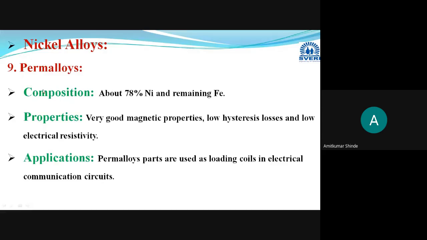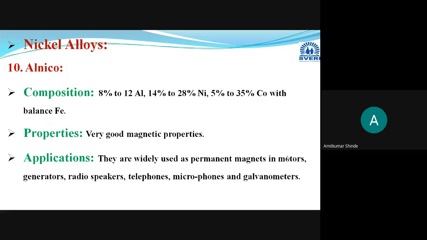Then these permalloys are used in the manufacturing of loading coils, which are used in different electrical communication circuits. Different loading coils are manufactured with these alloys, and they can be used in different electrical circuits. Okay, that is permalloys. And then after this, Alnico is there.